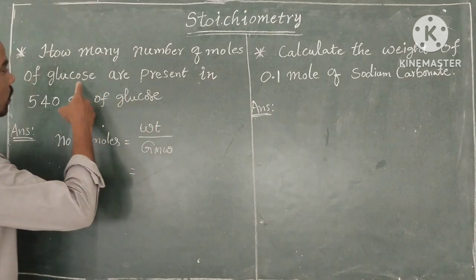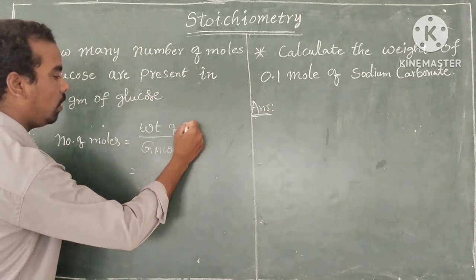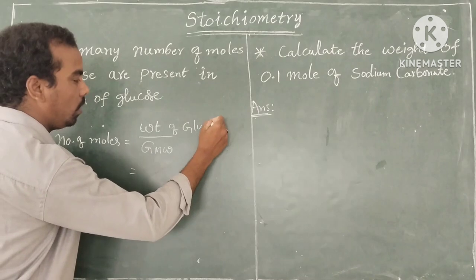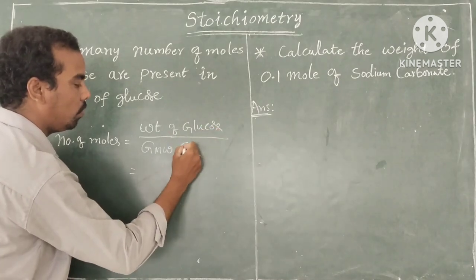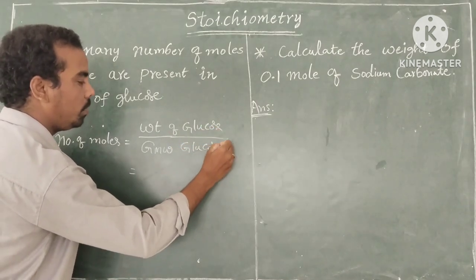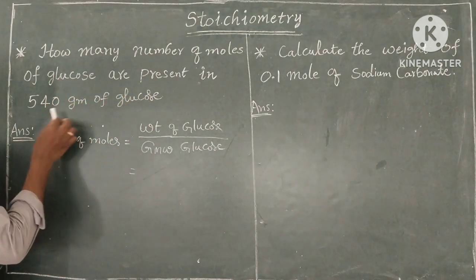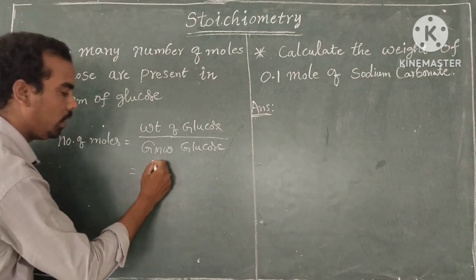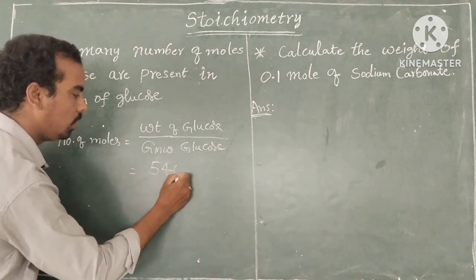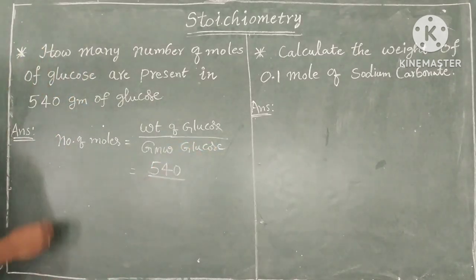So that means weight of glucose by gram molecular weight of glucose. What is the weight given? The number of moles of glucose are present in 540 grams, so the weight of glucose is 540 grams. What is the gram molecular weight of glucose?